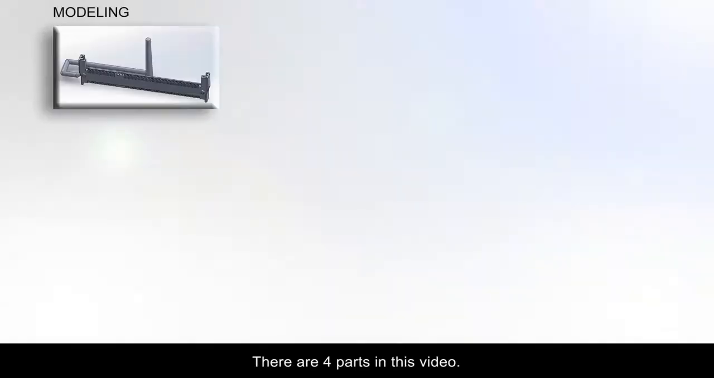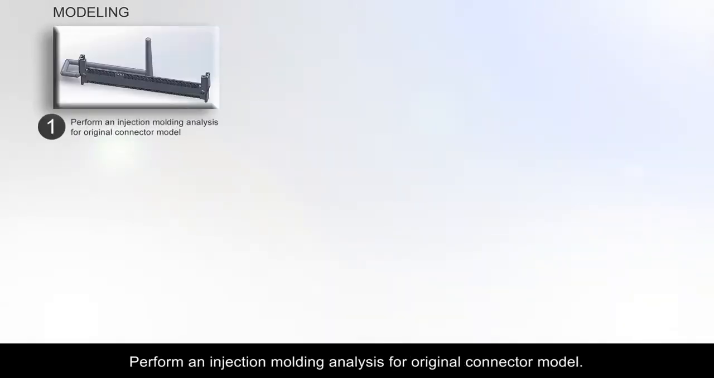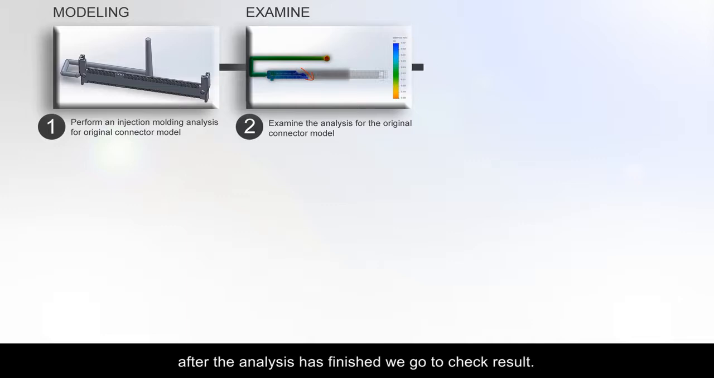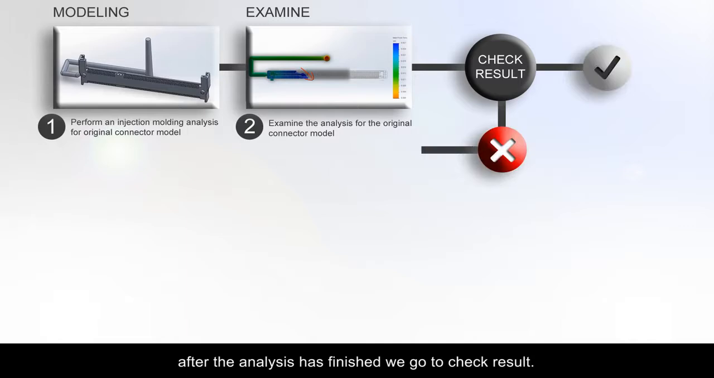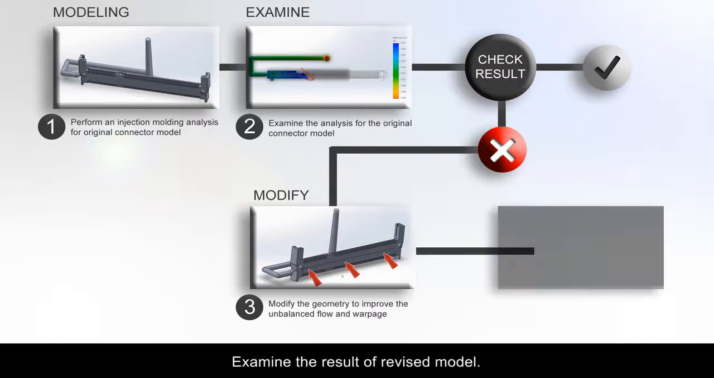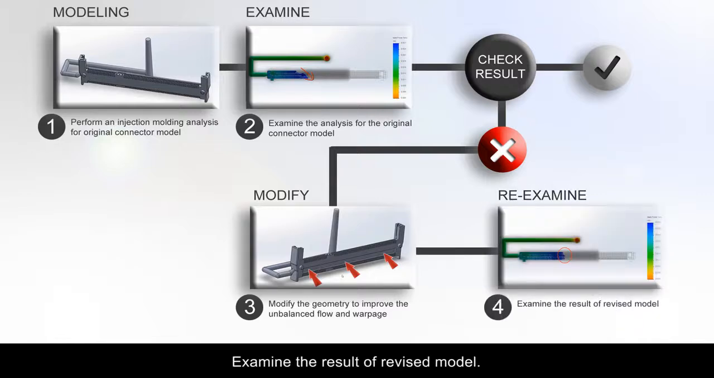There are 4 parts in this video. Perform an injection molding analysis for original connector model. Examine the analysis for the original connector model. After the analysis has finished, we go to Check Result. Modify the geometry to improve the unbalanced flow and warpage. Examine the result of the revised model.